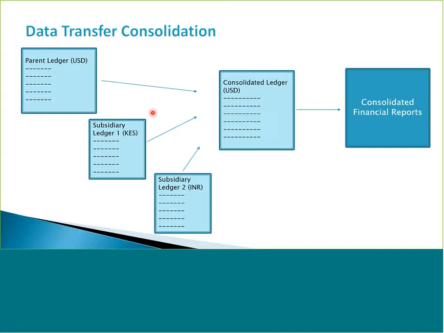This is another way we can do data transfer consolidation. If, for example, you want to do consolidation, but you don't want to transfer the data of the subsidiaries to the parent ledger, what we can do is transfer accounting data from the parent ledger, the subsidiary ledger, and the second subsidiary ledger to a consolidated ledger from where we can do our reporting. So this is just another way we can carry out consolidation.